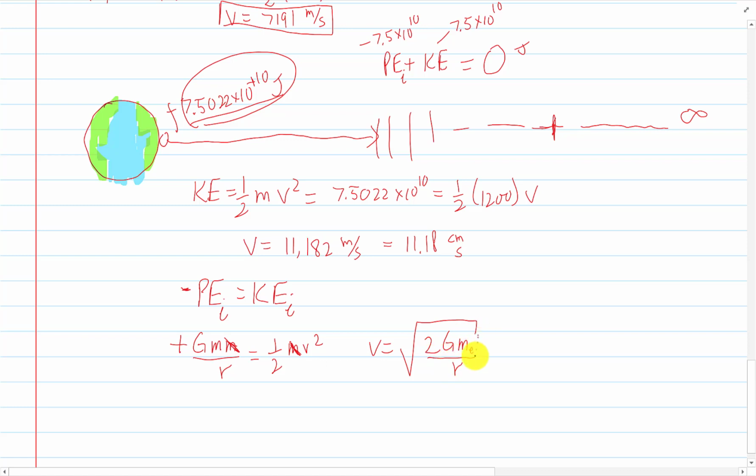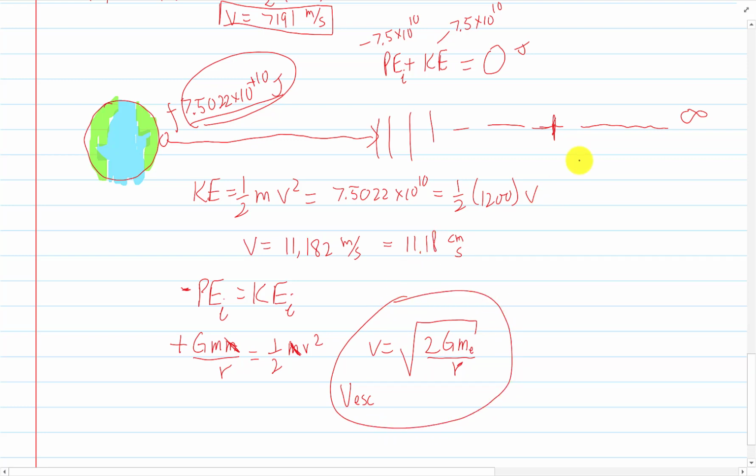And r is how far away you are from the Earth. So if you're on the surface of the Earth, then you have to use the radius of the Earth. That's how far away the object is. And that gives us the escape velocity, v escape. Beautiful. That's the escape velocity.